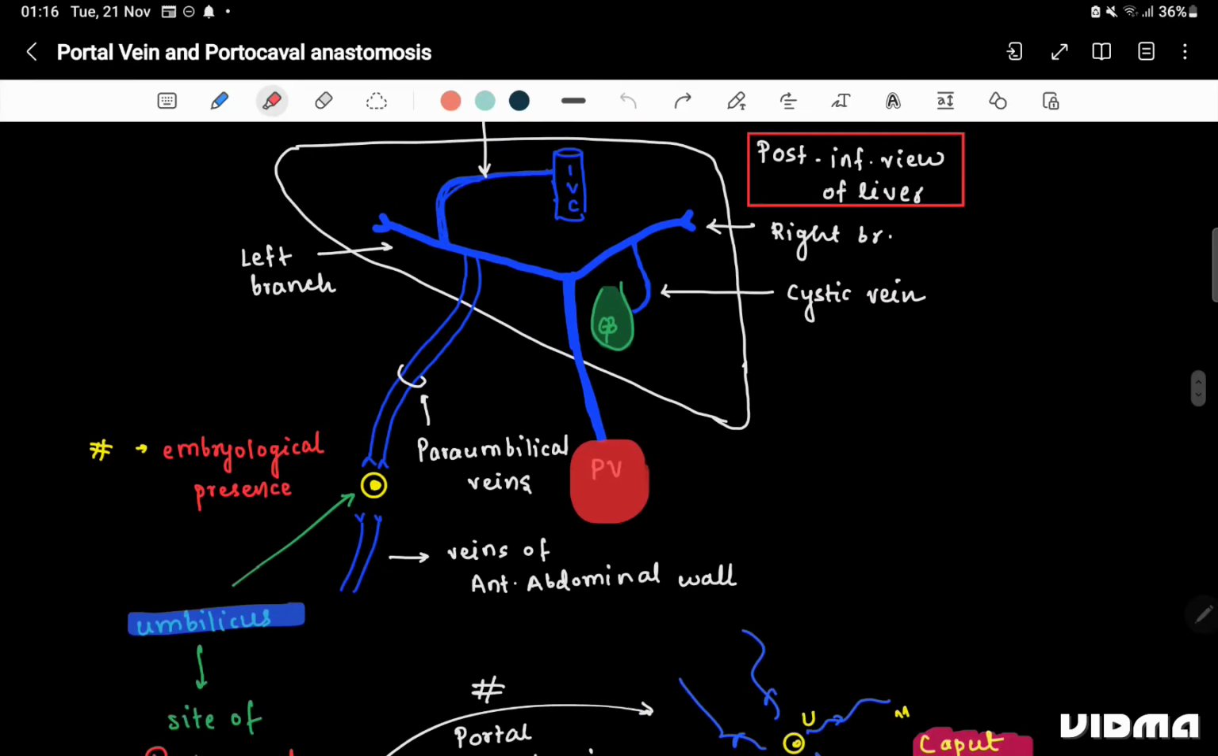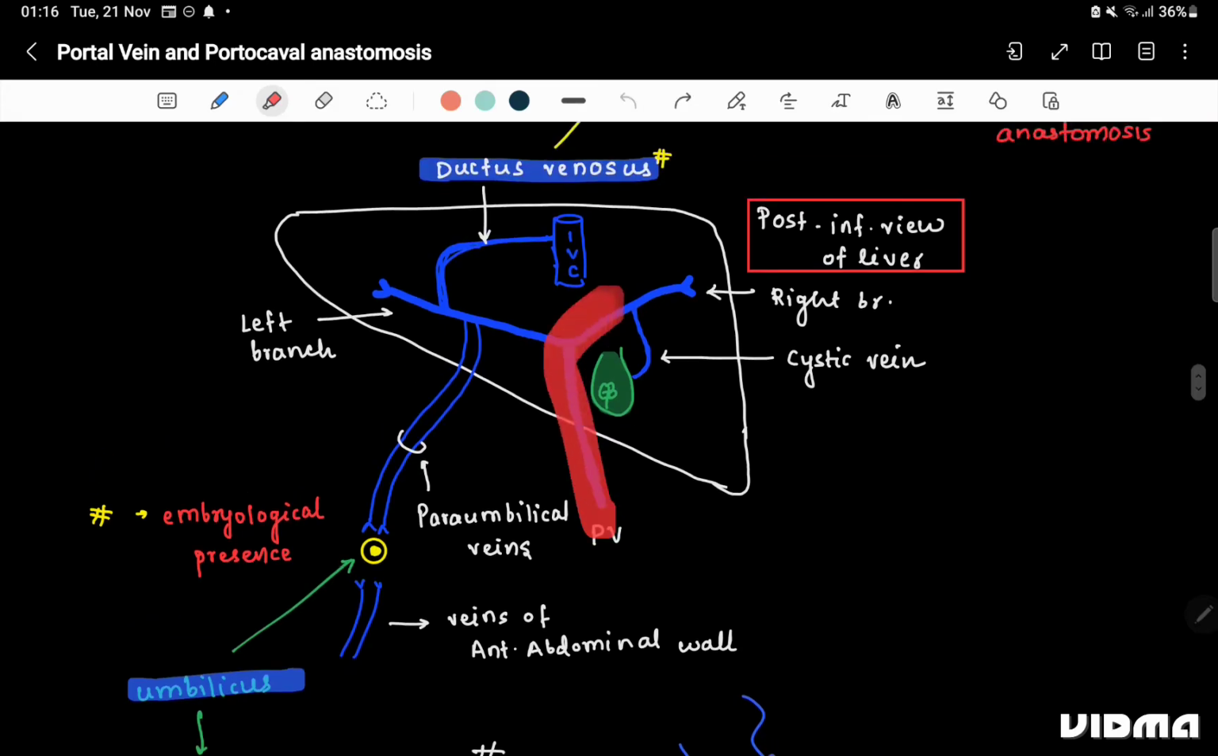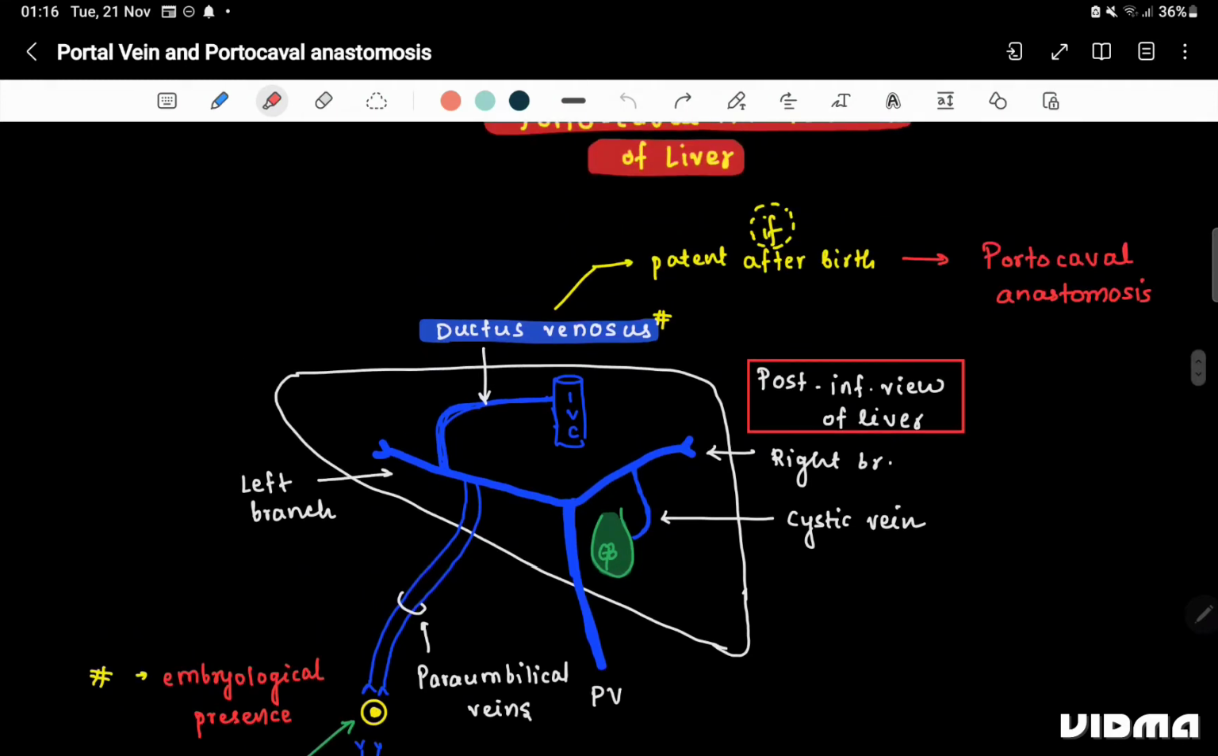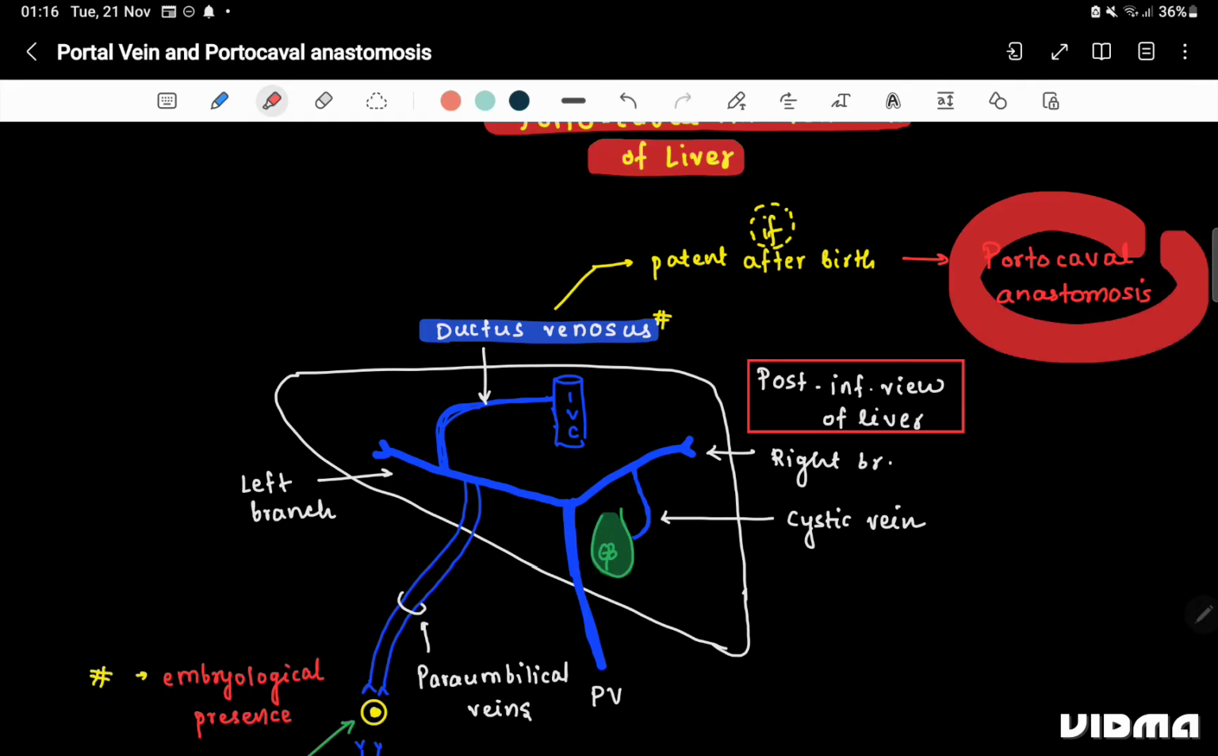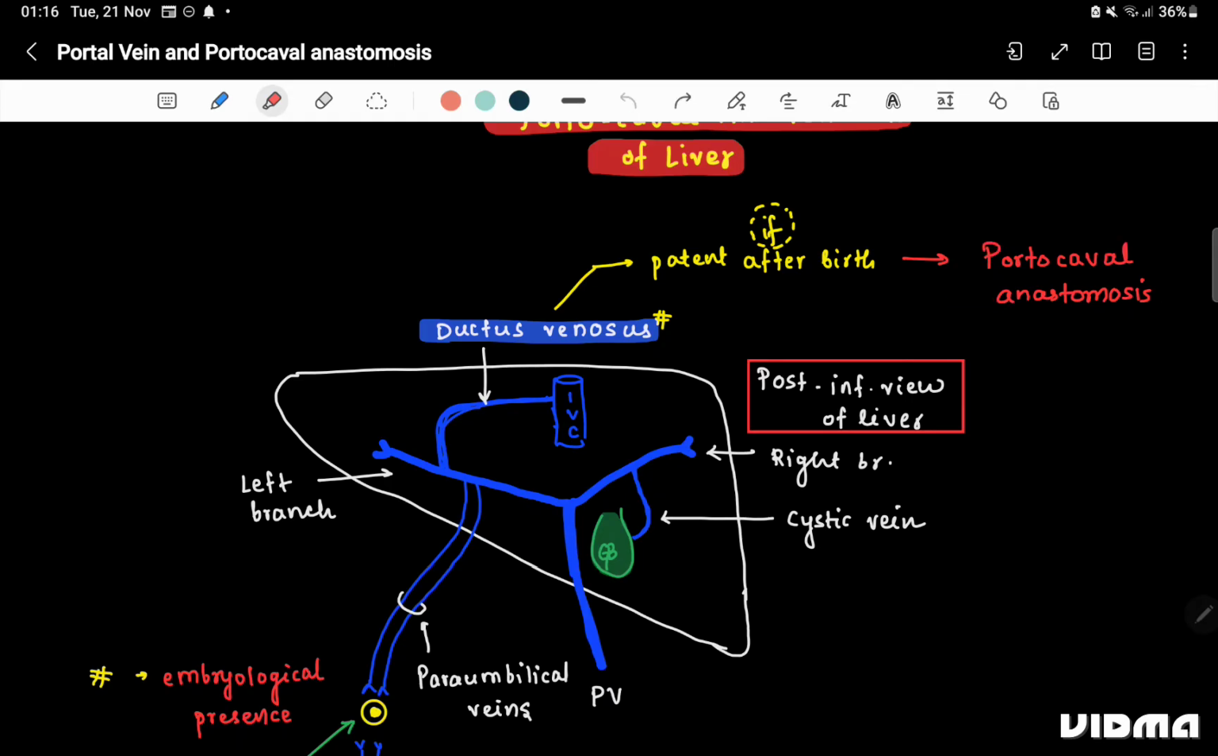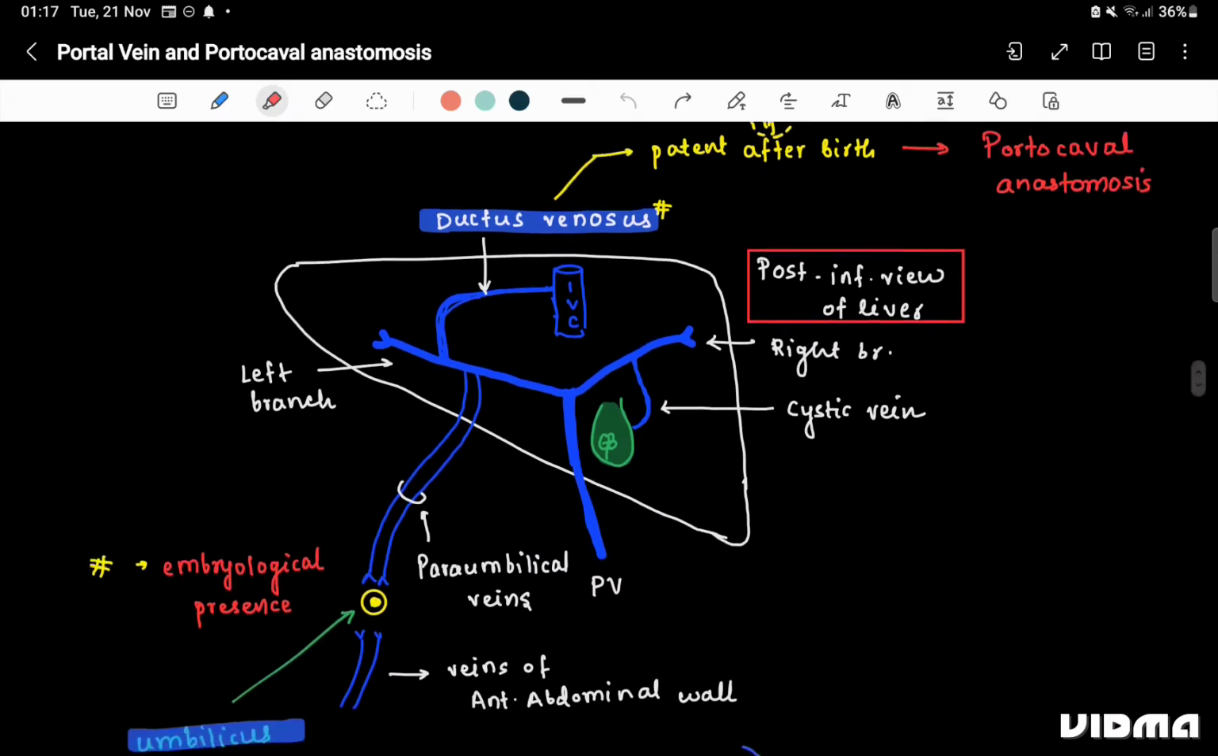Let's talk from here. This is your portal vein. Portal vein has the right branch and the left branch of the portal vein, and this ductus venosus is connecting your inferior vena cava to the left branch of your portal vein. And this ductus venosus, if it is patent after birth, we call it portocaval anastomosis will be there. Okay, if it is patent, but it is not usually patent.